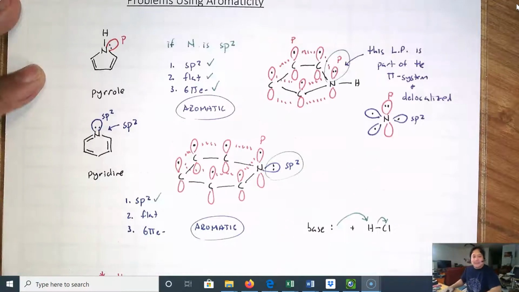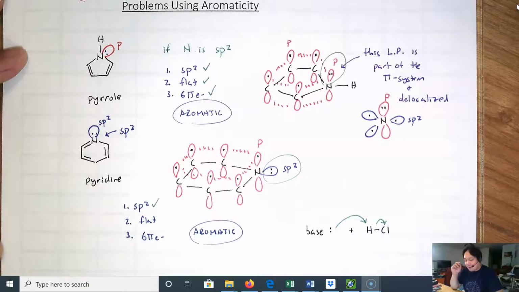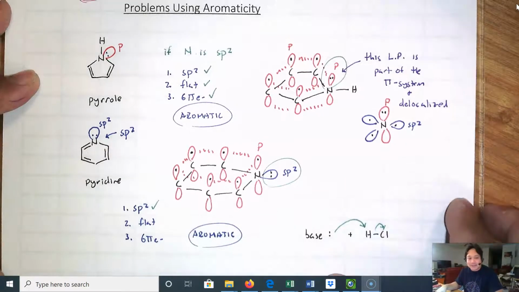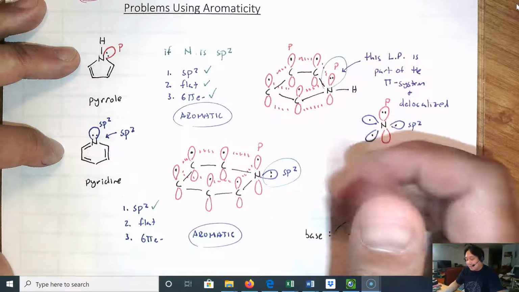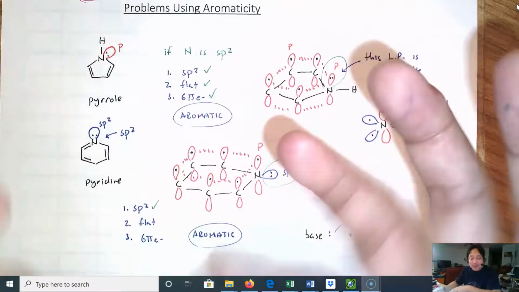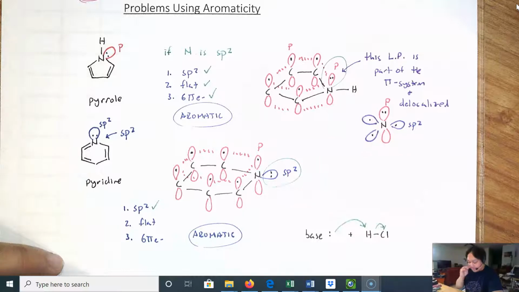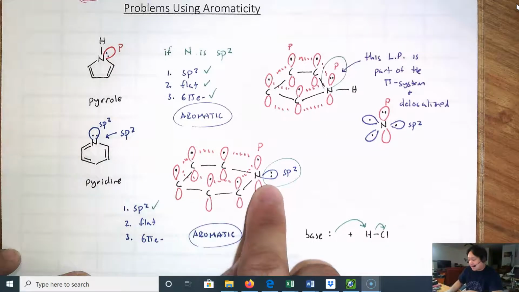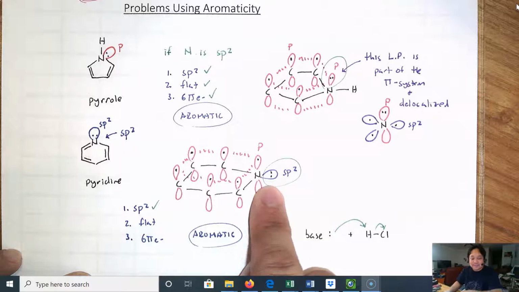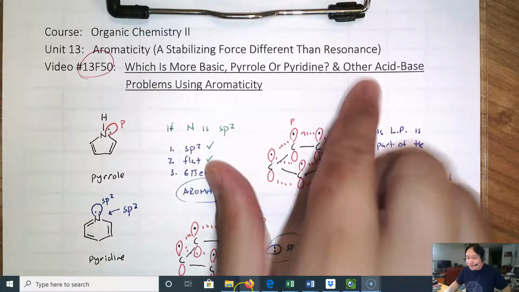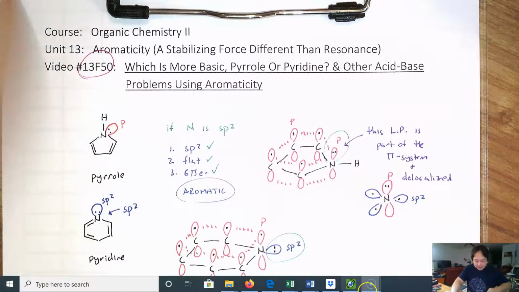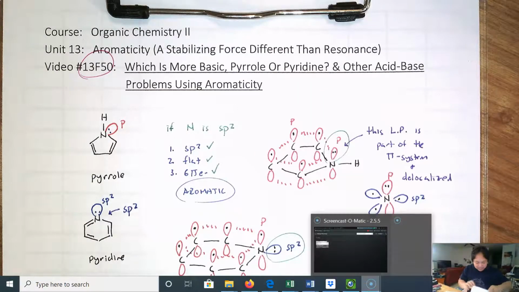Okay, that is a classic problem. There are many ways that a professor can ask whether you understand this concept or not. They could give you other different molecules that use the same principle. Is that lone pair preoccupied, or is that lone pair off to the side, ready to grab a proton? All right. I have some other acid-base problems in mind. Let me show you those.